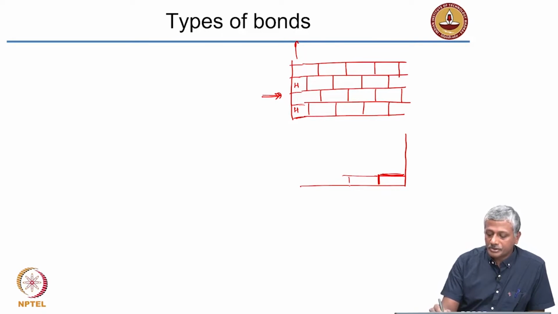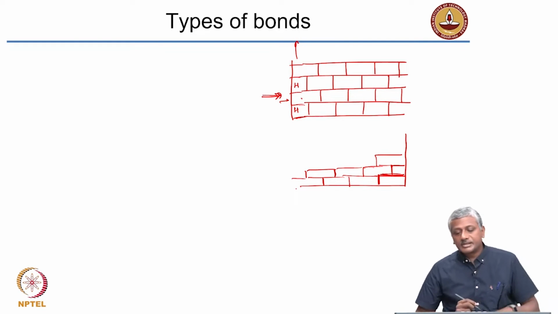Then it will all be stretchers in this direction. But what about this brick now? When I look at this brick from this side, it will actually be a header. Okay, it will actually be a header. The next layer will again have stretchers all through, and this layer also will have stretchers only. After the first header, everything will be a stretcher only.